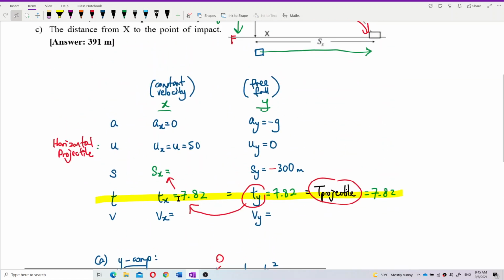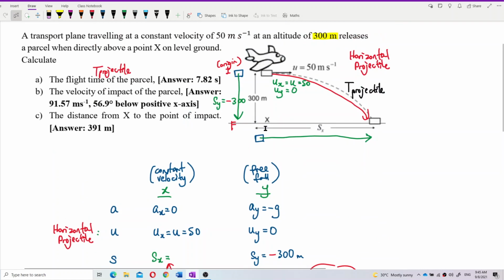Okay. The key is to find the time first for any component. Sometimes it starts from the y component to get the time. Sometimes it starts from the x component. So look at which component has more information first. We always start with the component with more information. Okay. So that is how we do it. So we got the answer for A.